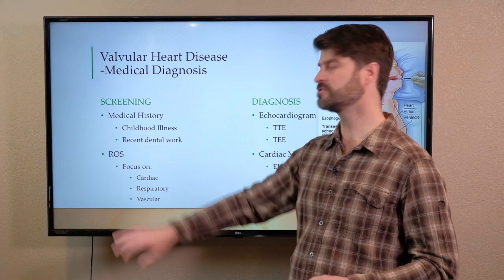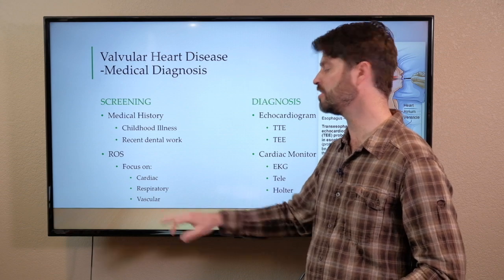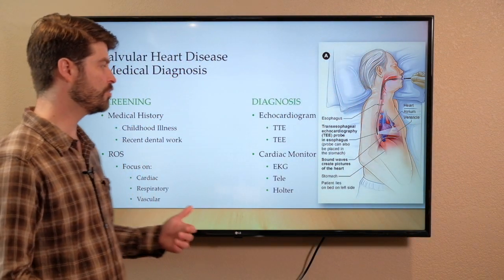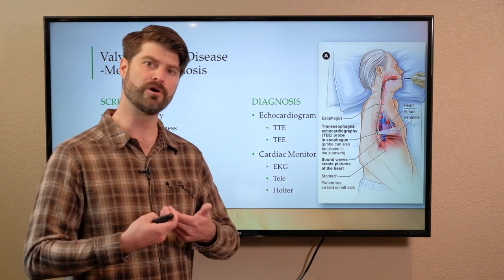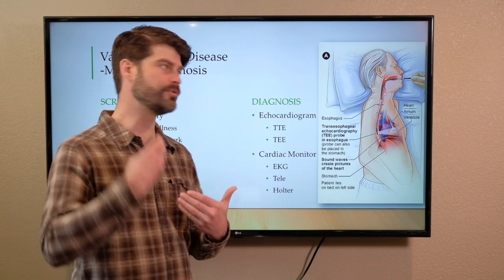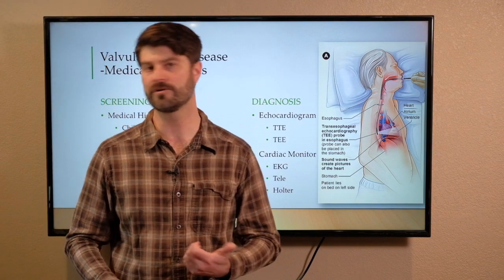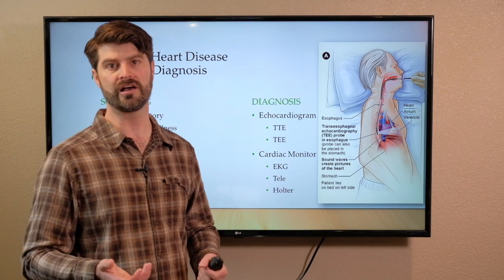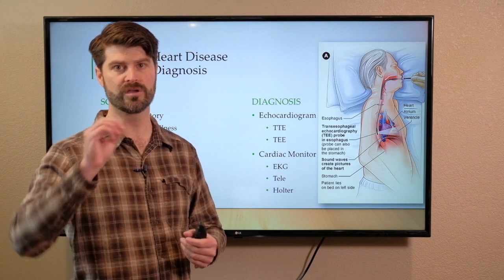Then there's their review of systems, so their entire body exam, focusing on the cardiac, respiratory, and vascular assessments. For diagnosis, we want to visualize that heart valve not shutting appropriately. We want to see those valves flapping and the blood regurgitating. The big way we do that is with echocardiograms. Those are ultrasounds of the heart that let us visualize both the structural components of the heart and blood actually flowing through the heart.